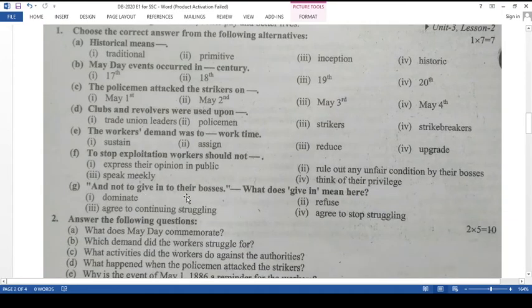And not to give in to their bosses. What does give in mean? Give in means to agree to go with the order of the bosses, to agree to continue with something. That means not continuing doing something, rather going with the authority. So the workers should not give in. That's why agree to stop struggling: the workers should not agree to stop struggling, rather they should continue struggling. So our answer will be number 4, agree to stop struggling.